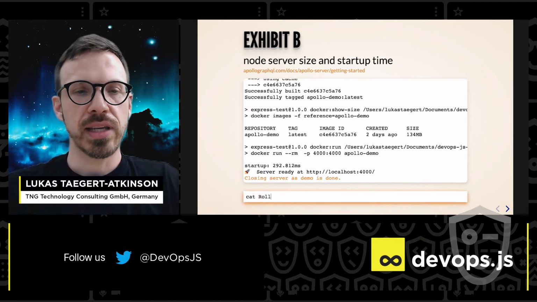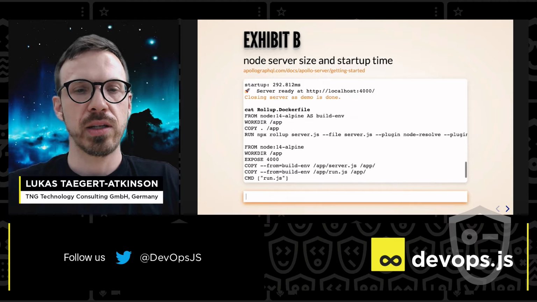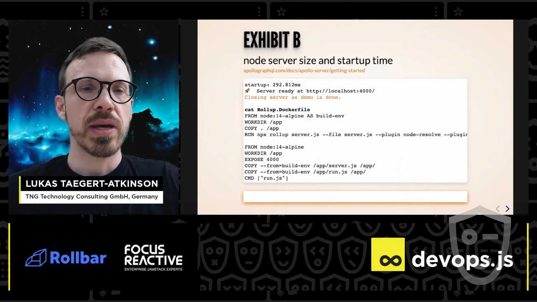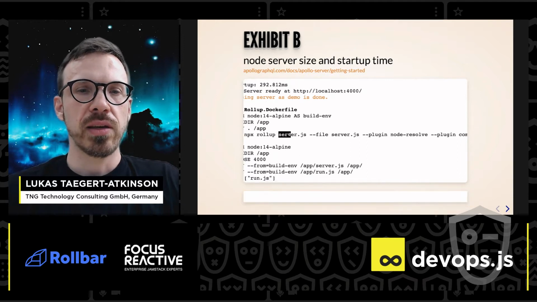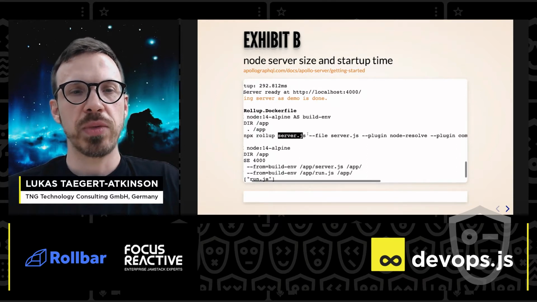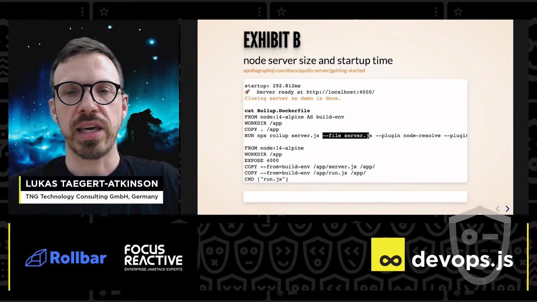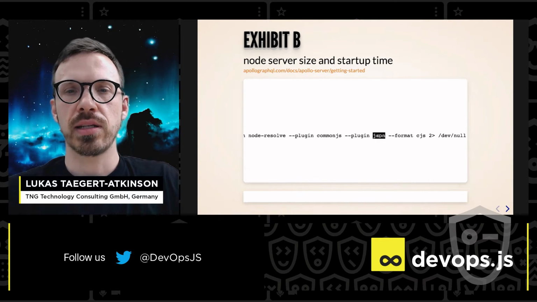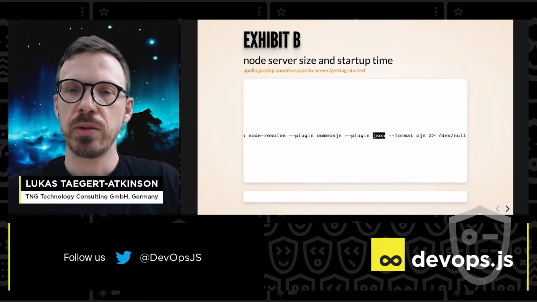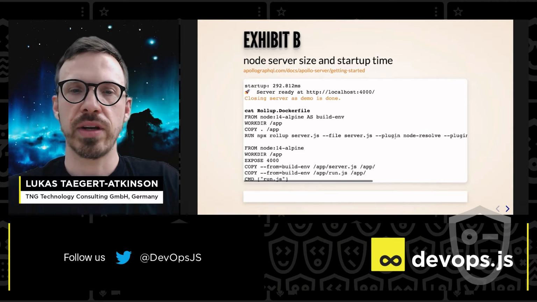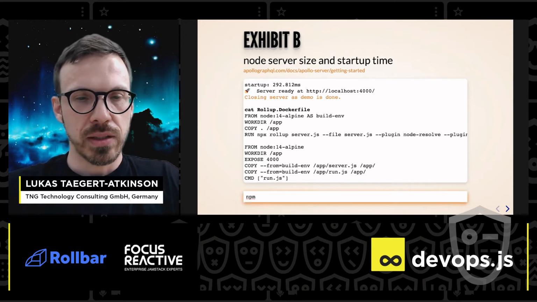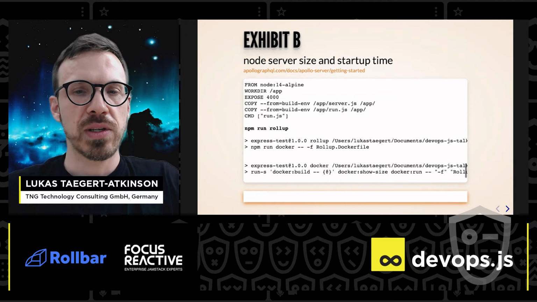Now I've got a second Docker file here, which is this one. What this one is doing is basically running Rollup, taking the server as an entry point, and being naughty, just overriding it again. There are three plugins, Node-resolve, CommonJS, and JSON, which are necessary for Node compatibility. And we are creating a CommonJS file, and that's all there is. Then we are copying just the created artifact over. And when I'm doing this, let's see what the numbers are now.